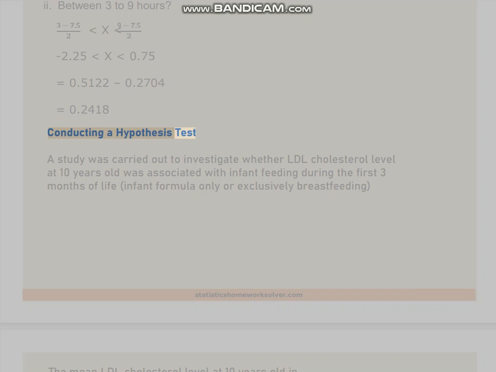Conducting a hypothesis test. A study was carried out to investigate whether LDL cholesterol level at 10 years old was associated with infant feeding during the first 3 months of life, infant formula only or exclusively breastfeeding.